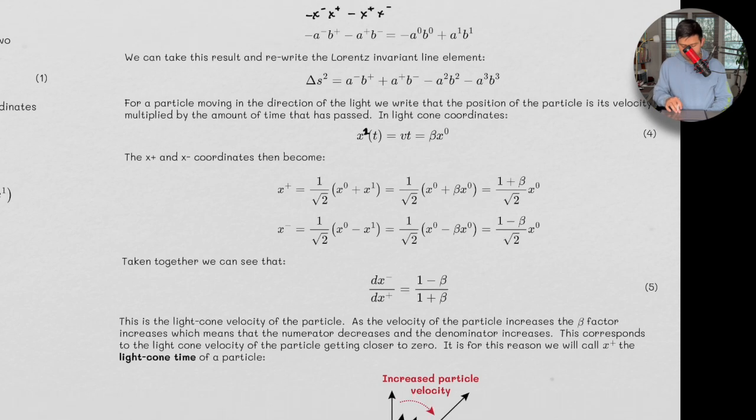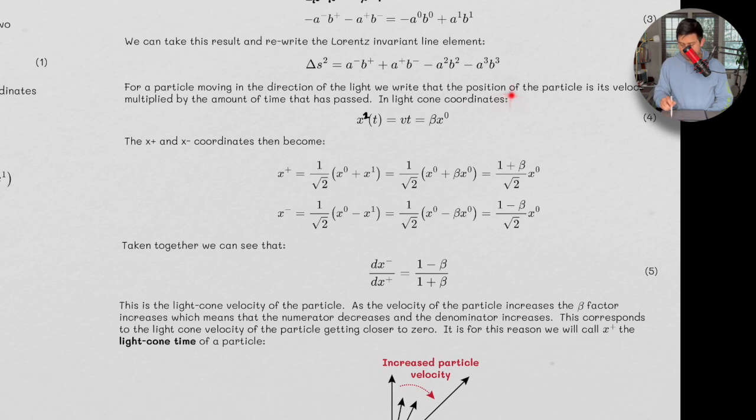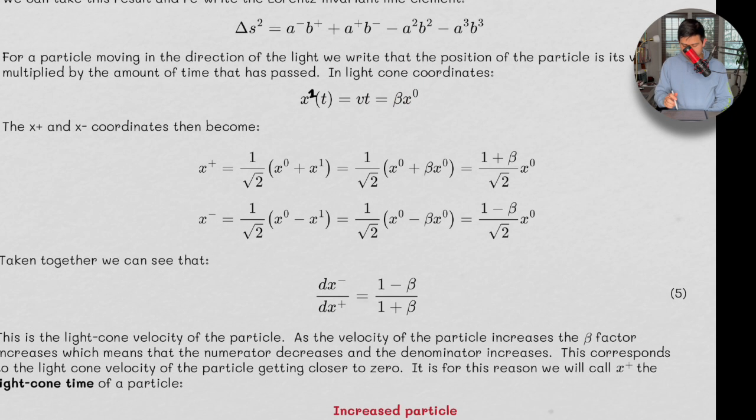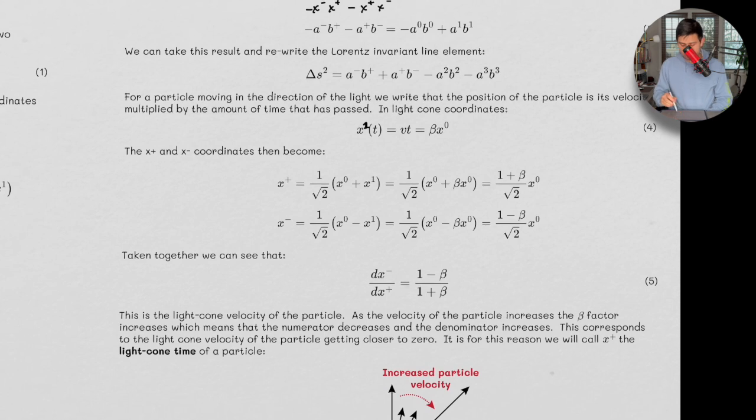All right, for a particle moving in the direction of light, we write that the position of the particle, x1, is its velocity multiplied by the amount of time that has passed, which is v of t. This can be generalized in special relativity to beta times x naught. Again, x naught is the t component. Beta is v divided by c. C is usually 1 when we're working in special relativity, but this is a generalized notion.